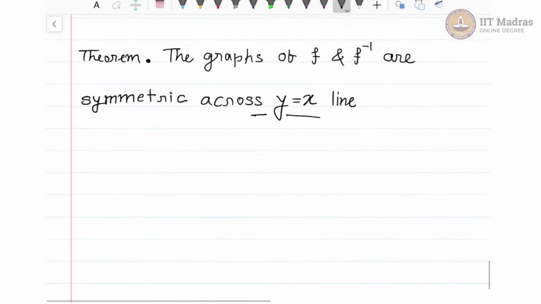That completes our topic of inverse functions. In the next video, we will deal with inverse functions in a more restricted manner, that is, the inverse of these exponential functions. Okay.